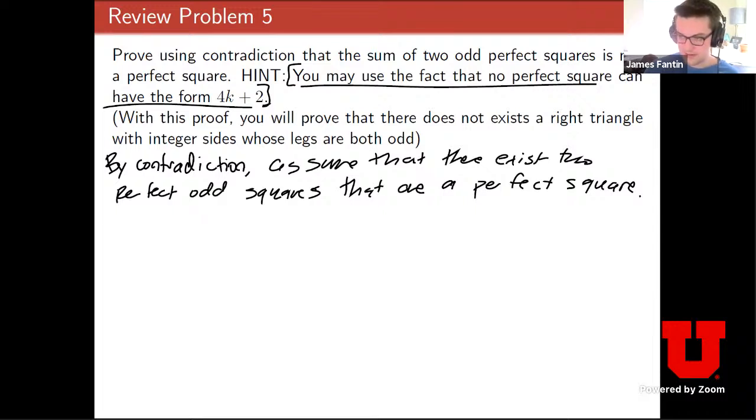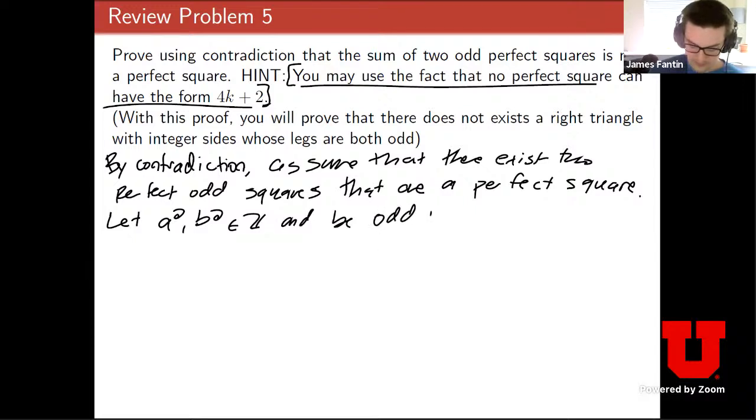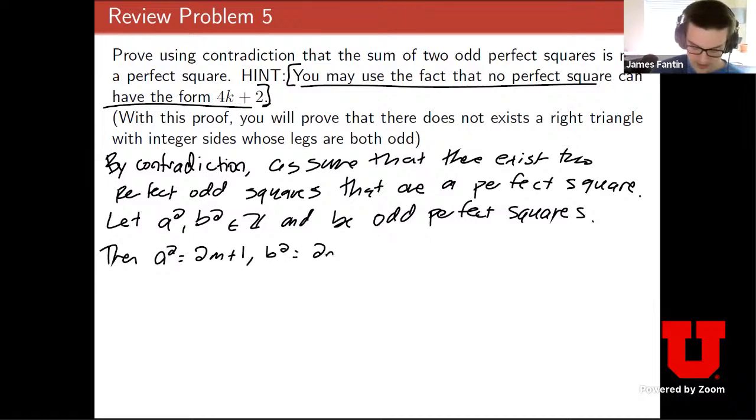So what does it mean? This is what we're assuming for the sake of contradiction, so let's give these things names. Let a squared and b squared be odd perfect squares. If they're odd perfect squares, that means a squared is equal to 2m plus 1, and b squared is equal to 2n plus 1, for some m and n in Z.